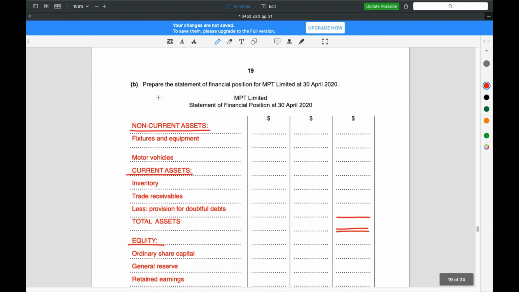And then, all right, in part B he says prepare the statement of financial position. So he's asking for the balance sheet here. I've written everything down. Obviously this is not going to be given to you.